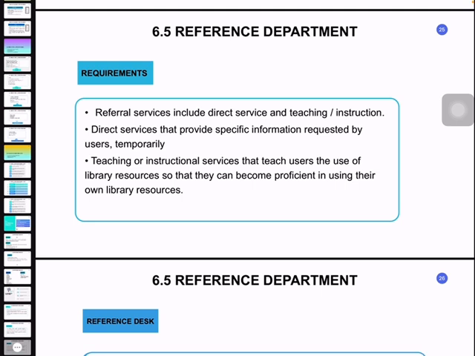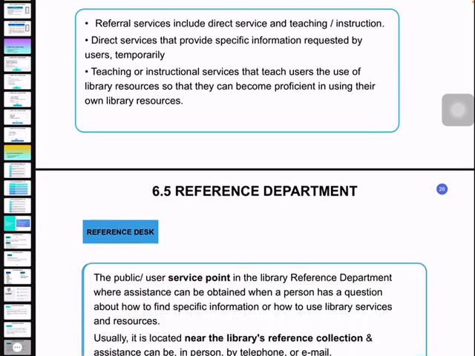Jadi, reference department ni dia cover bermacam-macam. Sama ada you nak direct answer ataupun you nak direct service which provide specific information, and then or maybe instructional service, so that user will know how to use library resources in order to answer or in order to fulfill their information needs.